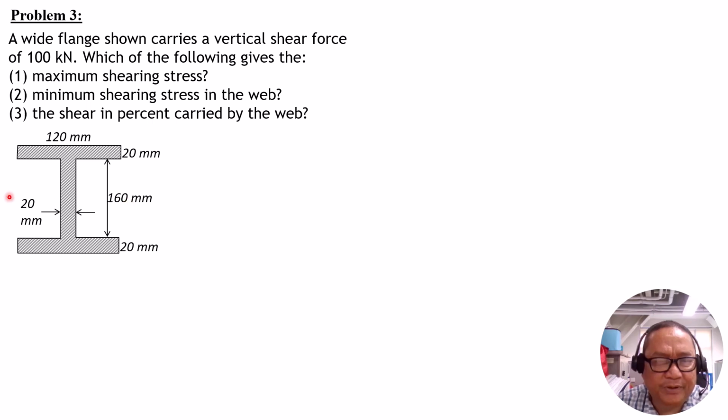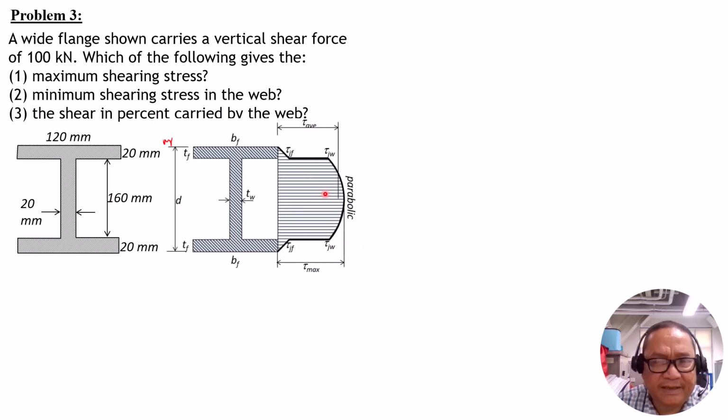So we will compute the Q in the formula VQ over IB for shear stress with respect to the neutral axis. So the shear stress distribution, if you can recall, and this is the minimum shear stress in the web. This is the shear stress at the junction, but in the upper part, which is now in the flange part. So for maximum shear stress, the formula is shear stress equals VQ over IB.